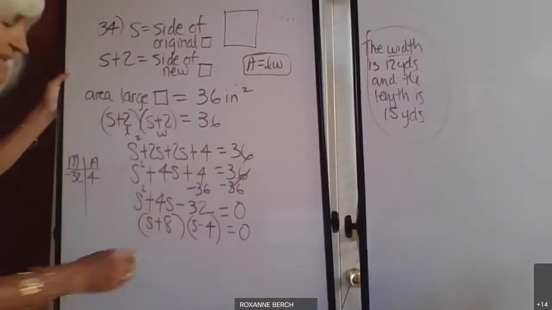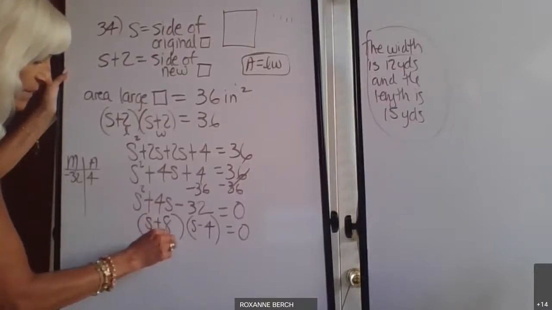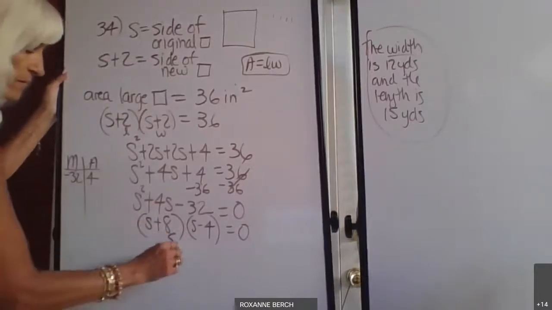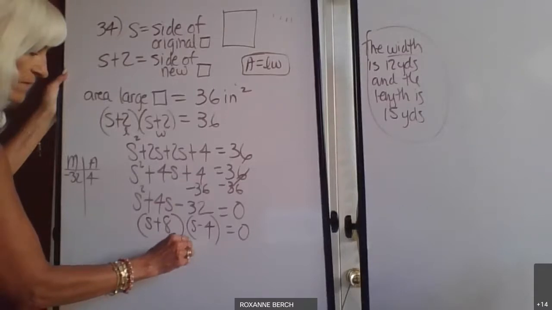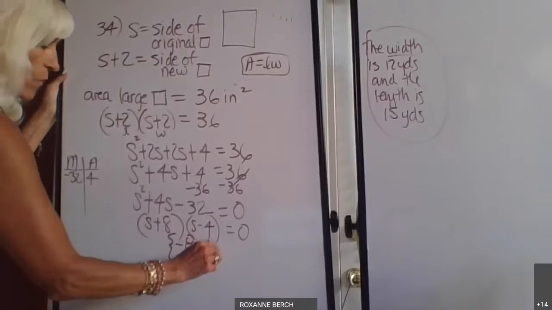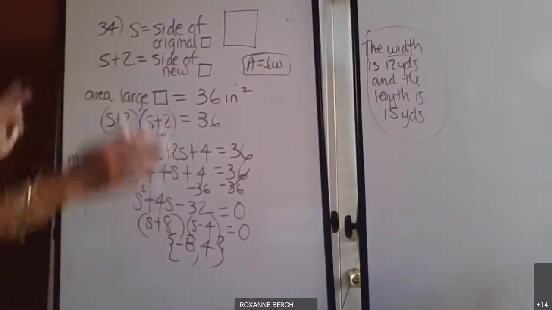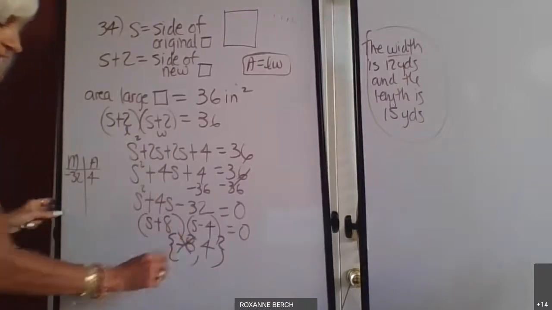So what makes S plus 8 zero? Negative 8. And what makes the other factor 0? And since we're talking about length again, it cannot be negative.